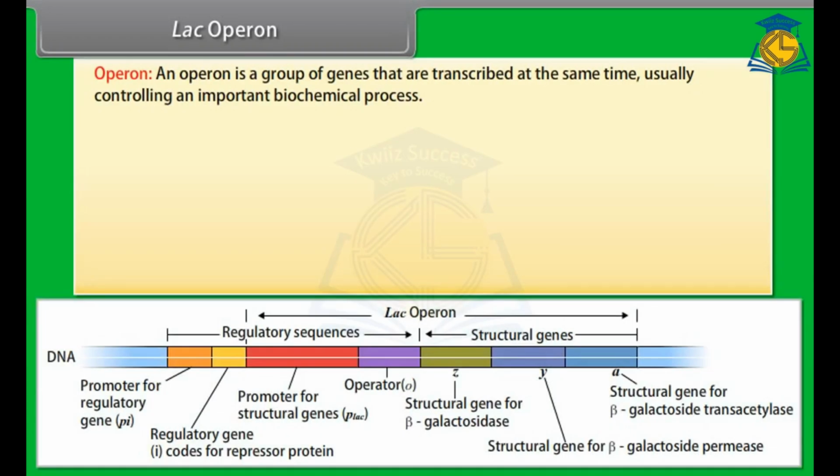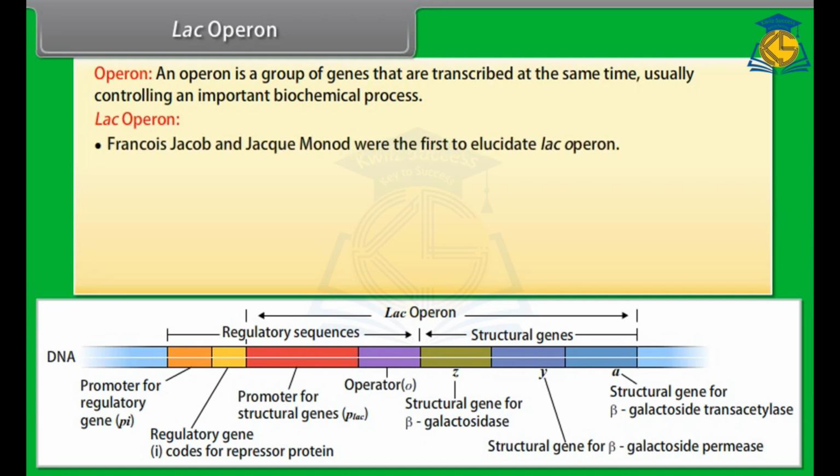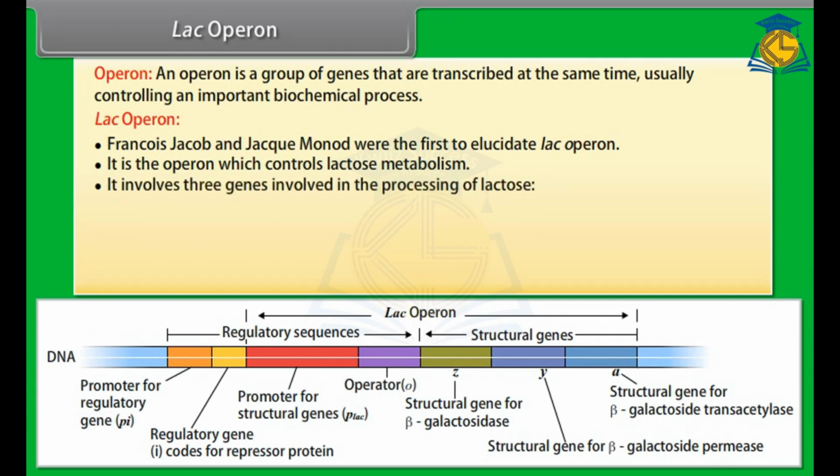Lac operon. An operon is a group of genes that are transcribed at the same time, usually controlling an important biochemical process. Lac operon. Francois Jacob and Jacques Monod were the first to elucidate the lac operon. It is the operon which controls lactose metabolism. It involves three genes involved in the processing of lactose.